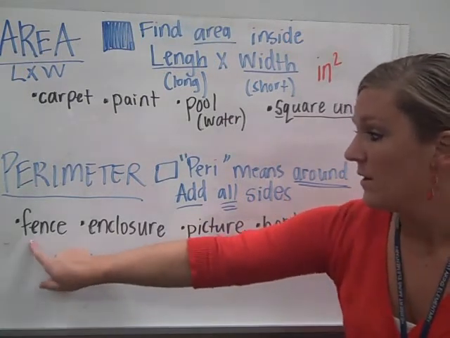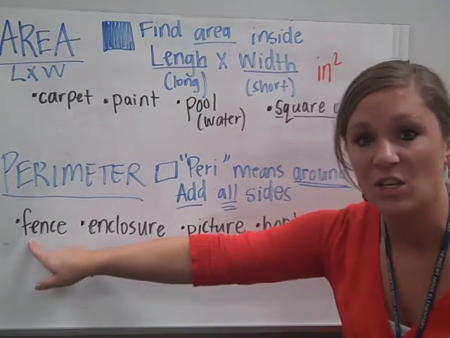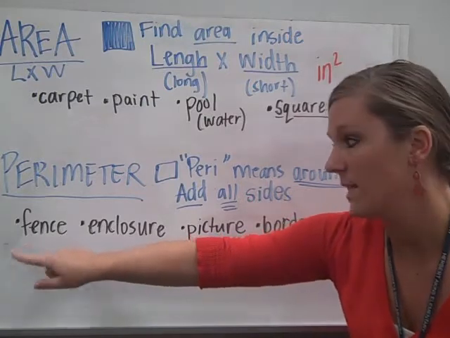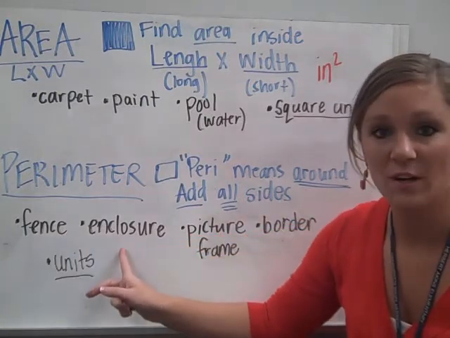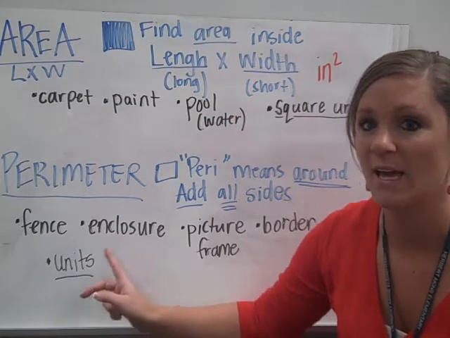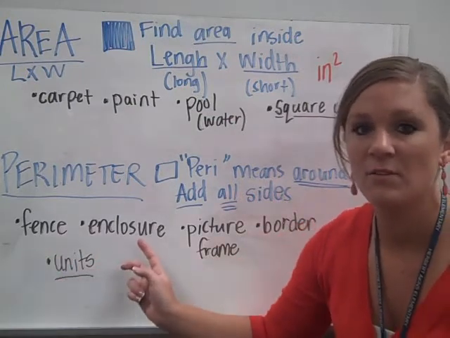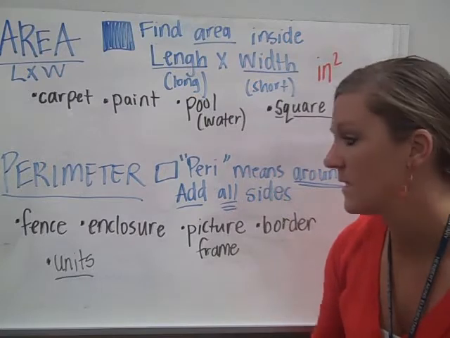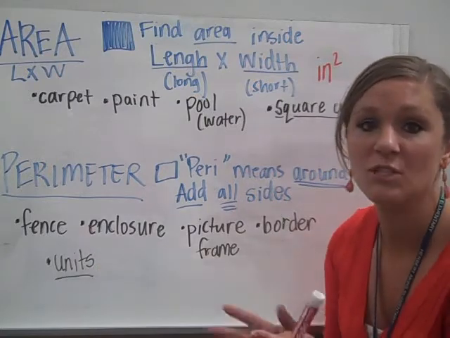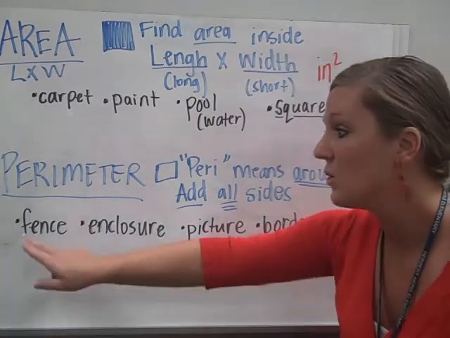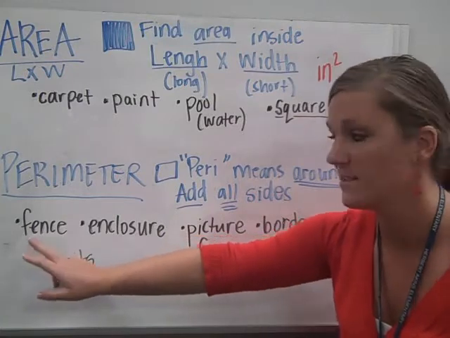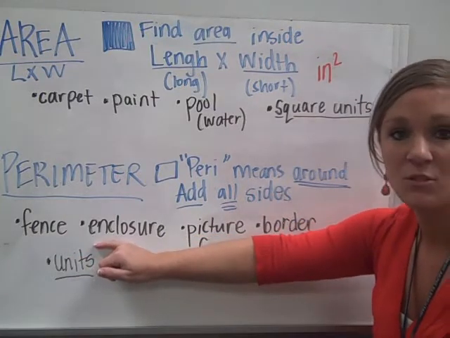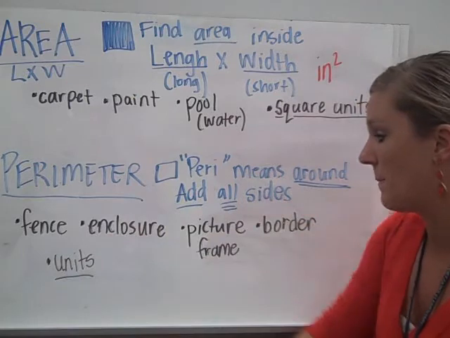Okay, real world. Fences, think about a fence in a yard. It's going to go around just the outside. An enclosure, this is just a fancy way of saying a fence. If you think about a farm, you might think of pigs and horses and they're in an enclosure. That means they're just in a closed area, usually closed off by a fence. So this is just a fancy word you should know, and it means to find the perimeter.